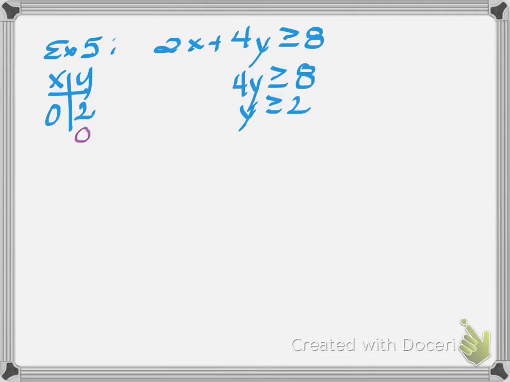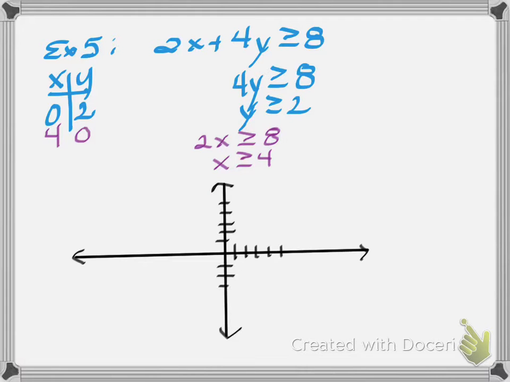Now I'm going to make y equal to 0. Again, think about it. 4 times 0 is 0. Now my new equation is 2x is greater than or equal to 8. I divide by 2. x has to be greater than or equal to 4. That's my second point. All I need is 2 to graph a line. And so we're going to plot 0, 2, which is the y-intercept, and 4, 0, which is the x-intercept.